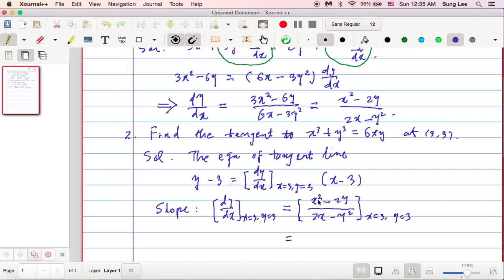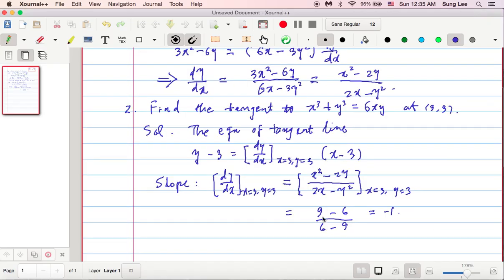So that's going to be 3 squared, which is 9. So 9 minus 6 over 6 minus 9. Well, you don't even have to calculate this, because you can easily see that this is negative 1. In fact, that's going to be 3 divided by negative 3, so that's negative 1. You didn't even have to get here, since the x and y coordinates are the same, so you can easily see that this is going to be negative 1. Anyway, the slope is negative 1.